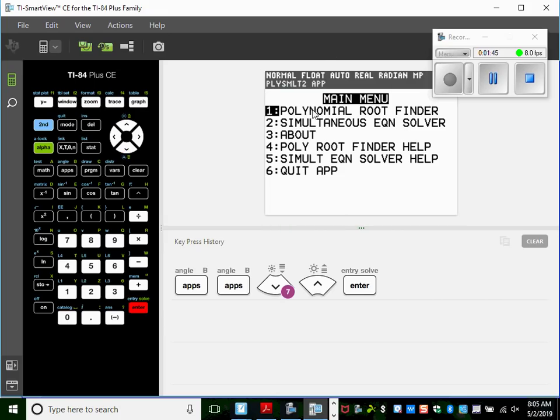All right, so now this is where we want to be. Root means solutions, x-intercepts, and so on. Don't do polyroot finder help. You just want option number 1. So you should already be there. Just hit enter.